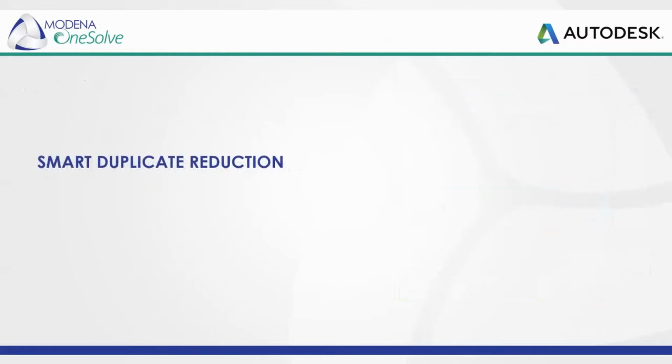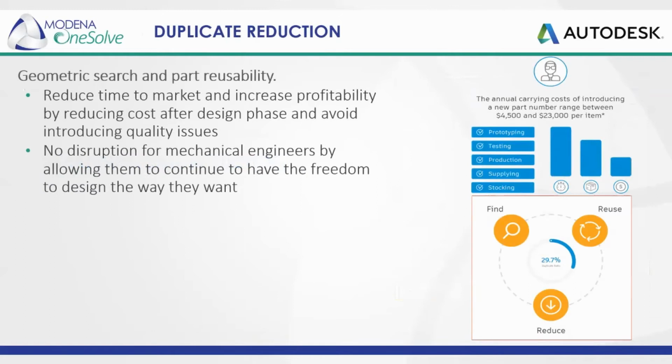Okay, on to the next category, which was improvements around smart duplicate reduction. And to start off with, talking about duplicate reduction, we'll get into something called the geometric search within Vault. I just want to go back to a new part. And when it comes to new parts, a new part is not just about the design time. It's about the time and cost of documenting, validating, producing, and managing that same physical part again and again.